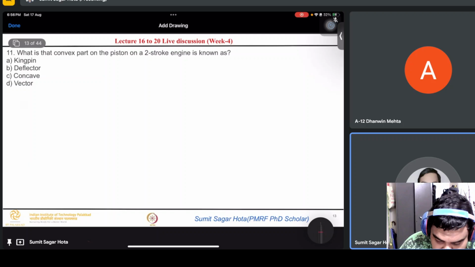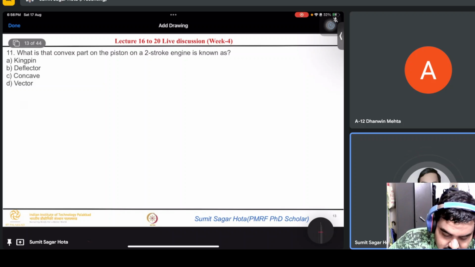What is the convex part of the piston on a two-stroke engine known as? What will it do? It will deflect the gas. So that's the reason its name is deflector, because the convex portion always deflects any kind of ray or any kind of fluid. So kind of that way you can know it.